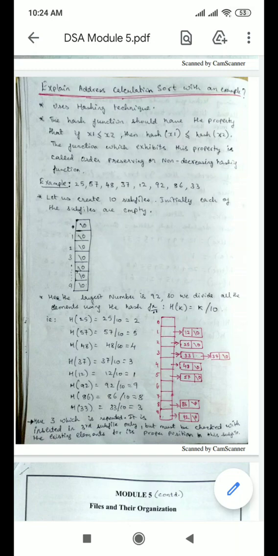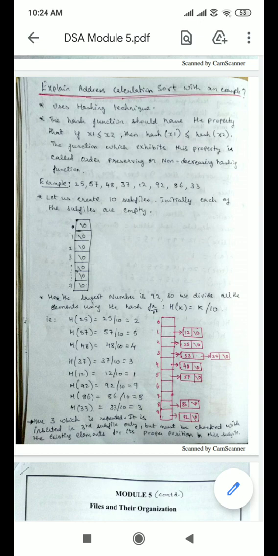Today we'll continue the next part of Module 5. As you've seen, there are two types of sorting: insertion sort and radix sort. Next we'll see the remaining type of sort, that is address calculation sort. Mainly here we are using a hash technique.